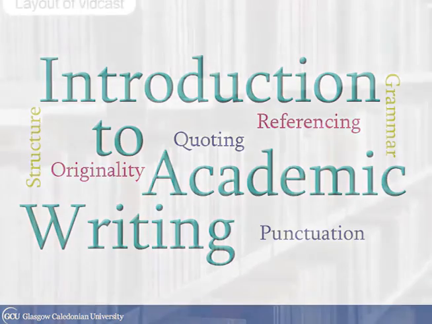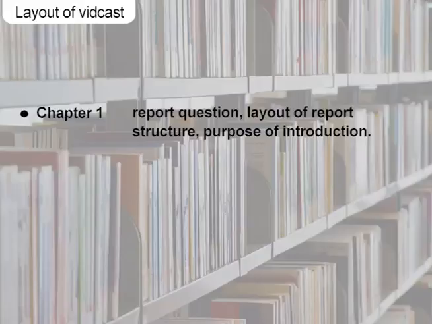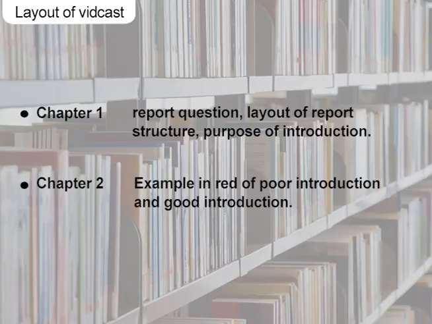The aim of this vidcast is to explain the conventions of academic writing when writing reports. The vidcast is divided into 2 chapters. Chapter 1 explains how to lay out a report and gives an example of one approach to a typical question in the early stages of a programme. Chapter 2 focuses on one paragraph in the introduction and shows some possible problems and demonstrates how to correct these.